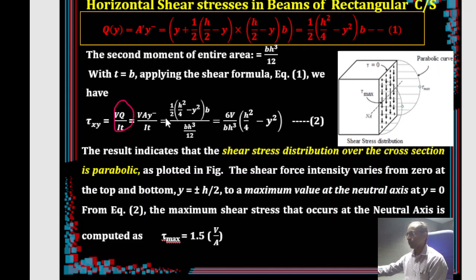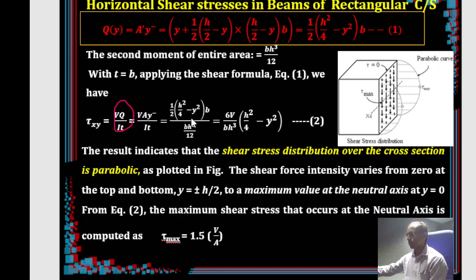So Q is nothing but A y bar, which is just now found out, half times h square by 4 minus y square into b, divided by bh cube by 12. So there you got the equation as 6V by bh cube, right? So this is now the simplification of that. So 2 goes 6 times, so 6 goes to the top, then 6V. Then bh cube is anyway available here, so you can take this to this side.